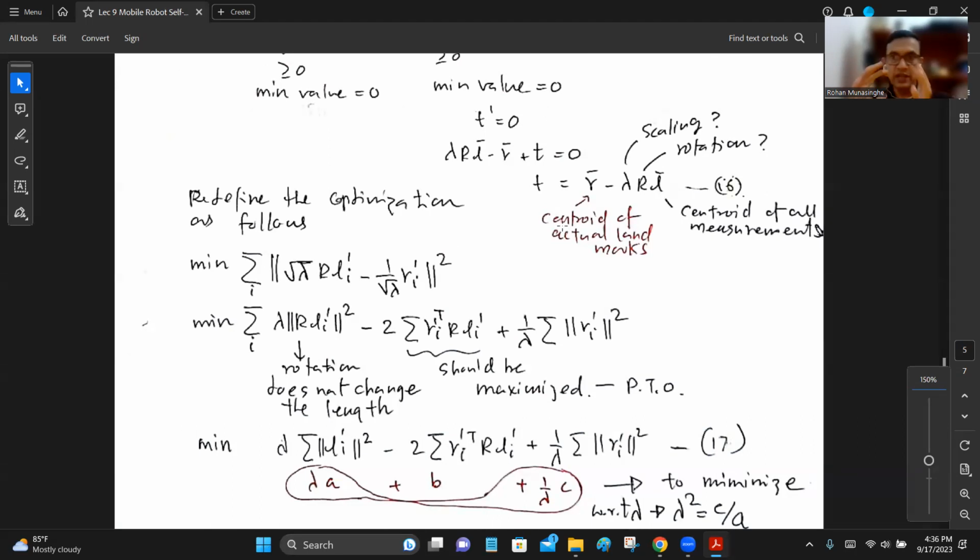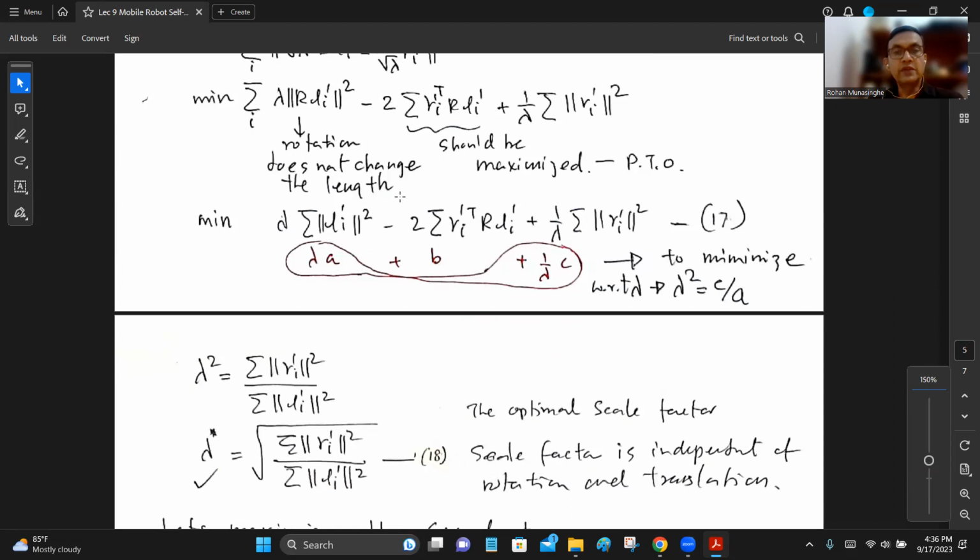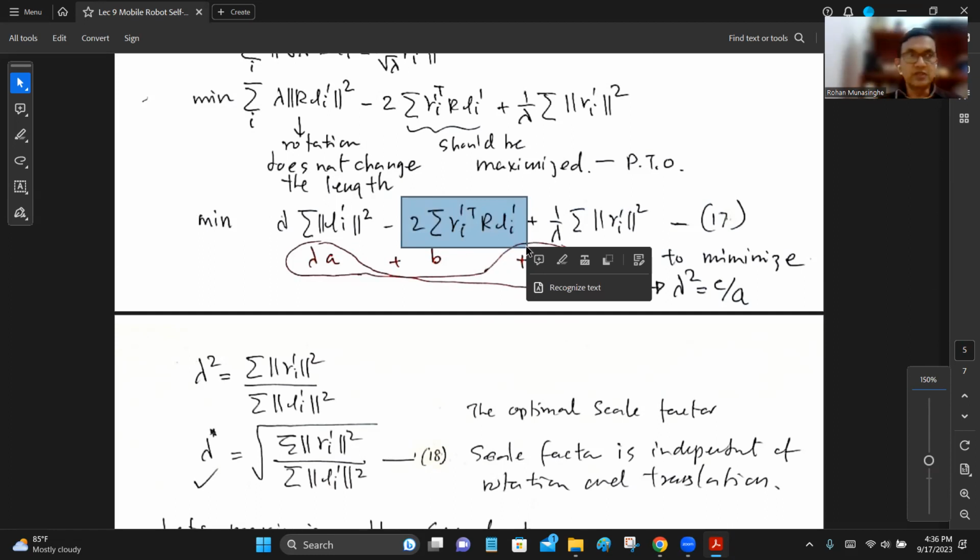How much you have to rotate the measurements, the estimated landmarks, in an optimal manner? So what is that angle? To find out that, we want to get to the second term over here, right? In the minimization process, this second term is negative. So if you want to minimize the square sum of the error, you have to maximize the second term because it is negative.